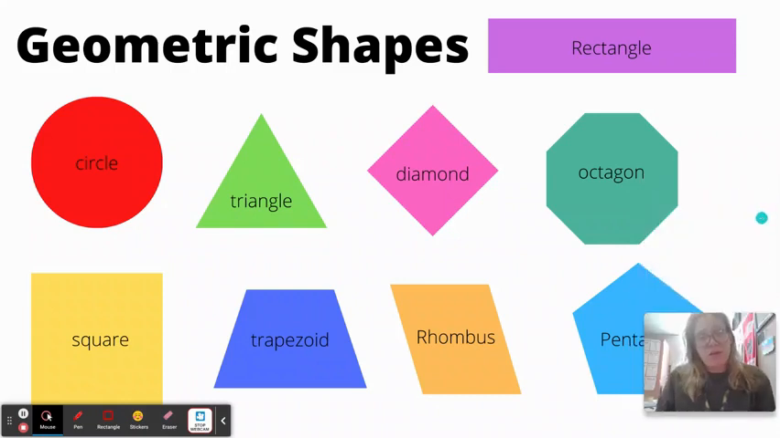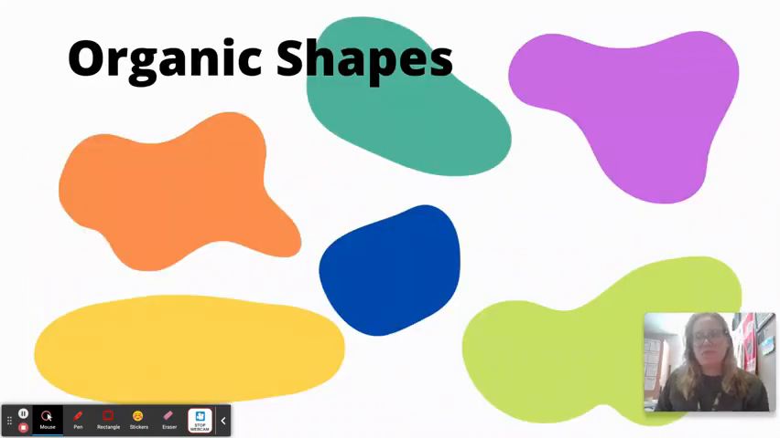We also have organic shapes. Organic shapes don't have names. They are wiggly. We can find them in nature. They often don't have sharp corners or straight edges, but sometimes they do.